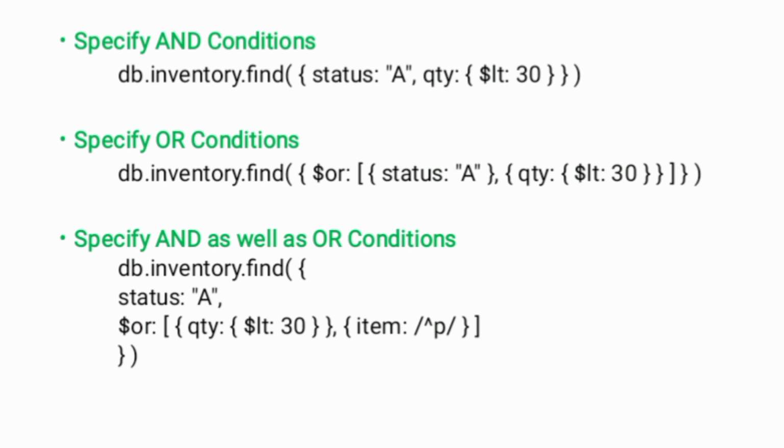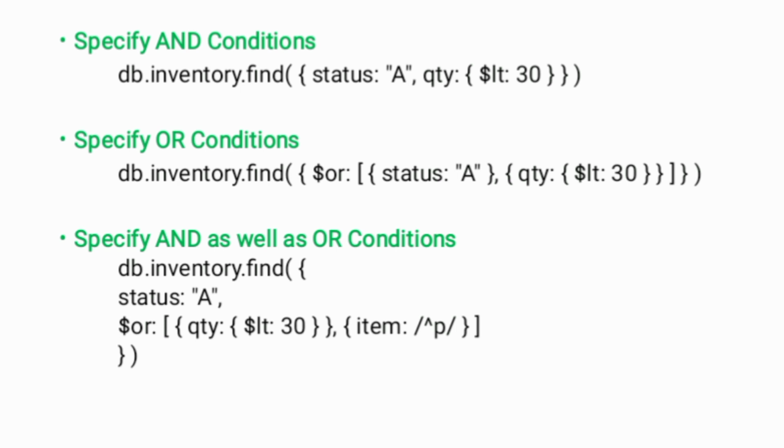Next, we have specify OR conditions. By using this code, we can retrieve all documents in the collection where the status equals A or quantity is less than 30. Using the $or operator, you can specify a compound query that joins each clause with a logical OR conjunction so that the query selects the documents in the collection that match at least one condition.